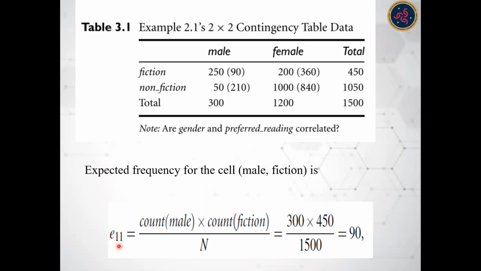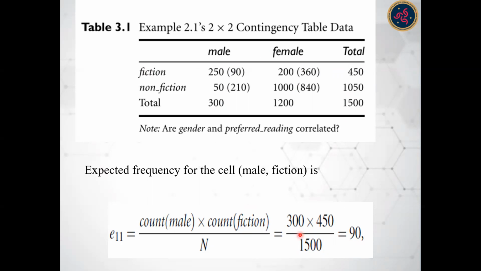So we are calculating this value, E11, that is count of male into count of fiction. The total count of male is 300, and the total count of fiction is 450. So 300 into 450, divided by the total number of tuples, which is 1500. So the expected frequency comes to 90.